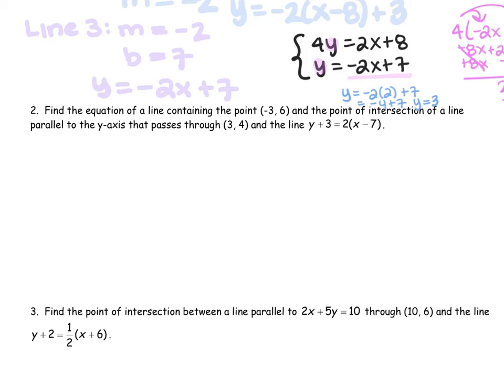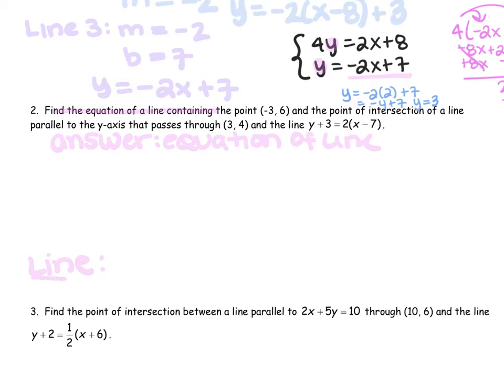All right, looking at the next example, it starts: find the equation of a line containing, okay, so my answer in this problem is going to be the equation of a line. Just to remind myself that's what I'm looking for, I'm going to write that down here.